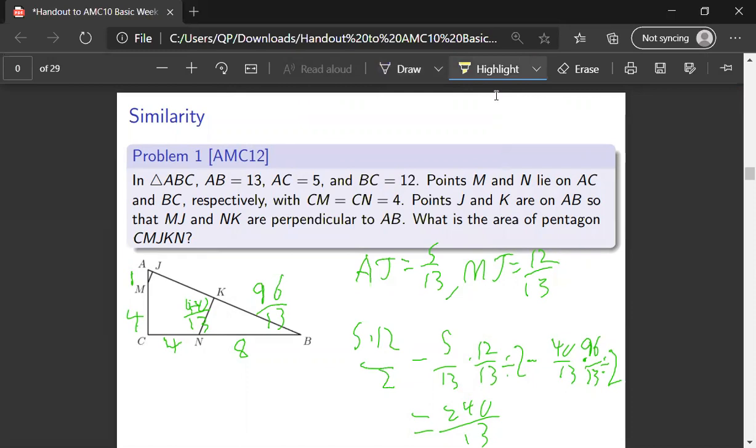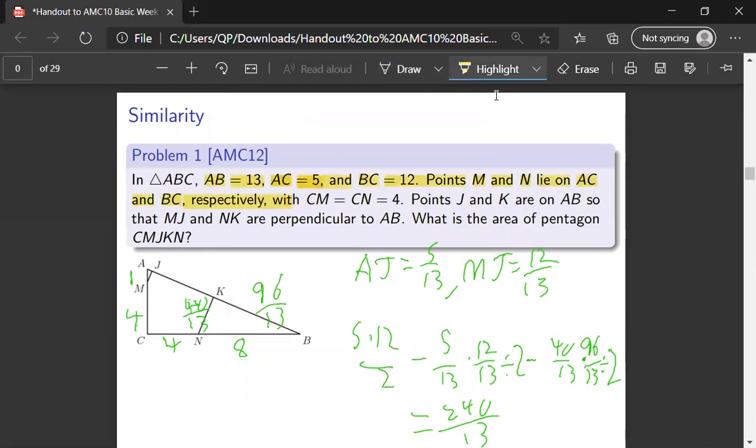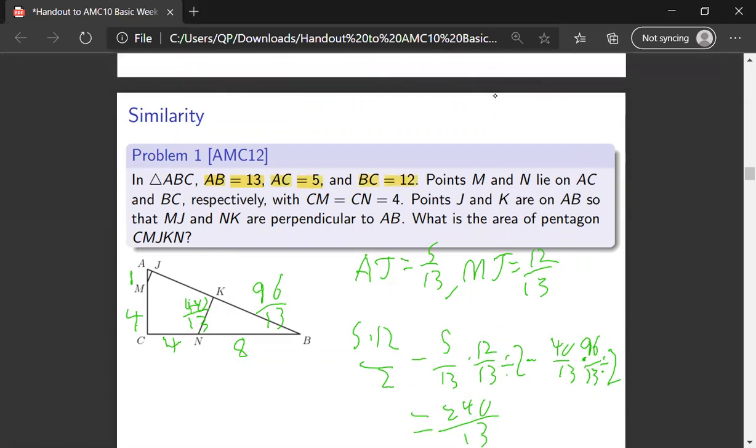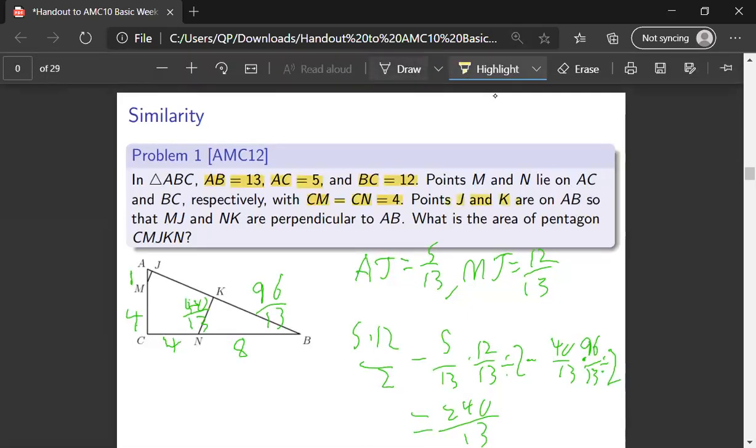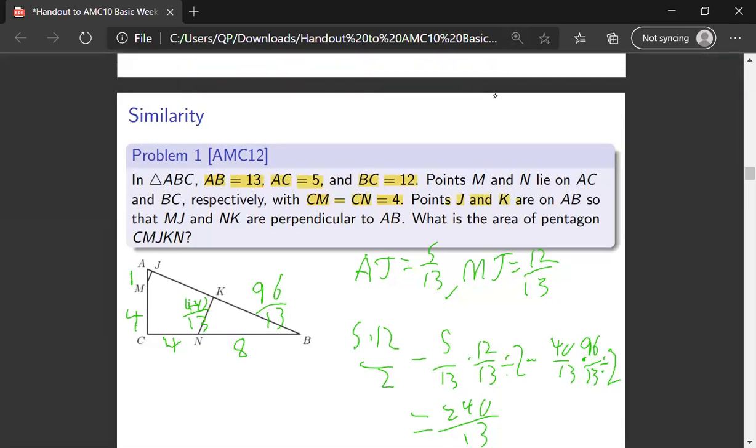All right. So we know that AB equals 13, AC equals 5 and BC equals 12. And so you also know that CM equals CN equals 4. And J and K are the feet of the perpendicular. So you know that BN is 12 minus 4, which is 8. And AM is 5 minus 4, which is 1.